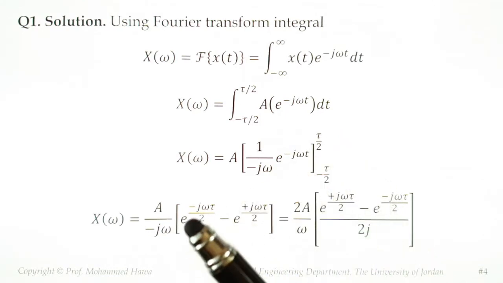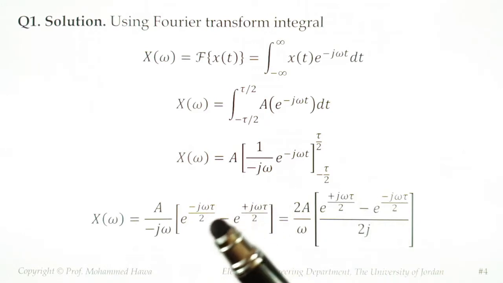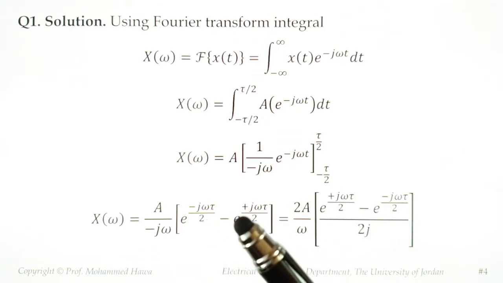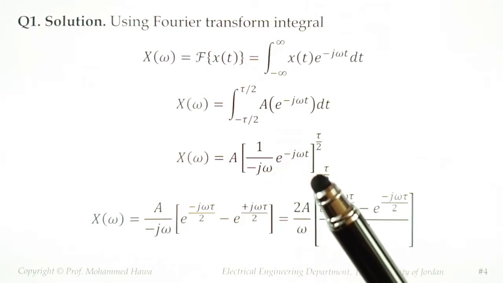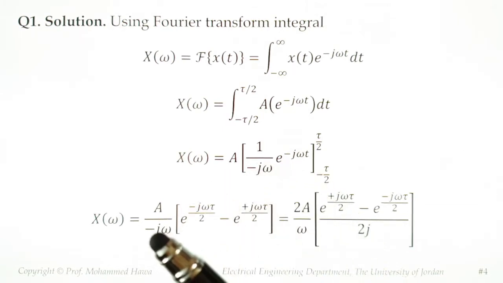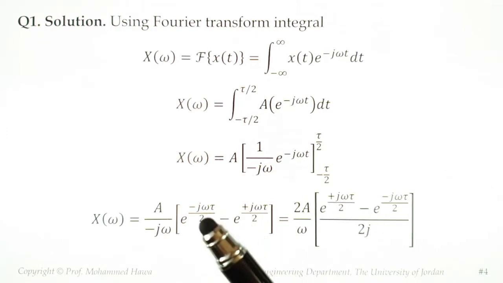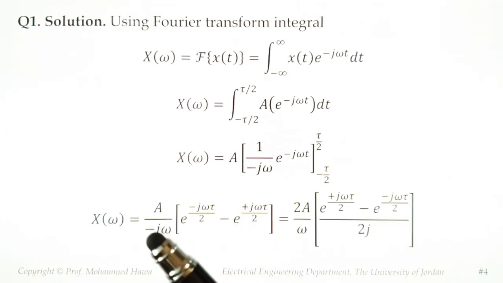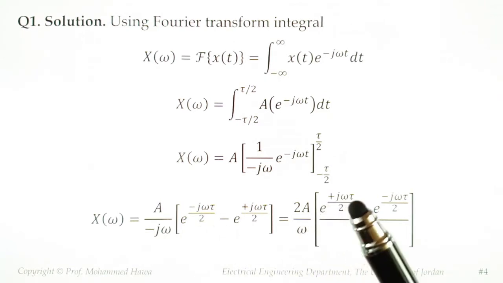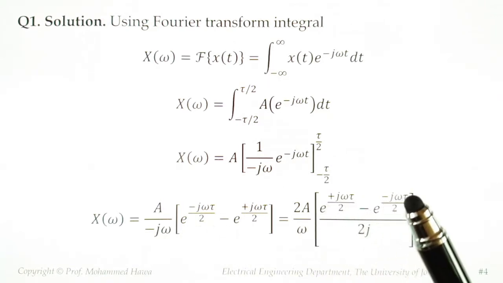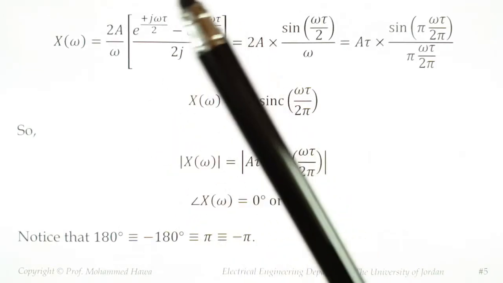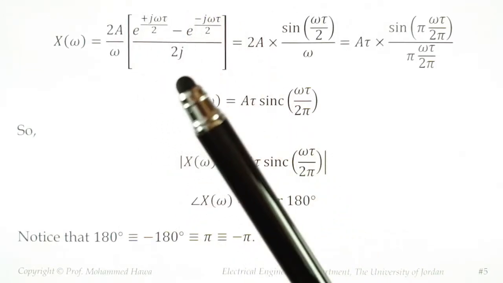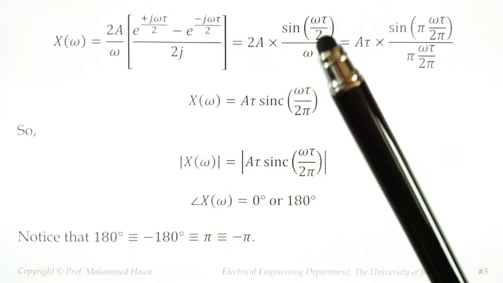You're going to get e to minus j omega tau over 2, as you can see here, minus e to plus j omega tau over 2, because the minus here cancels out with the minus here. I took this constant outside. Now let's switch the order of the exponentials to get rid of the minus sign. You get e to j omega tau over 2 minus e to minus j omega tau over 2. I'm going to let the j inside, multiply by 2, divide by 2. This of course reminds you of sine. So I'm going to replace this term with sine omega tau over 2.